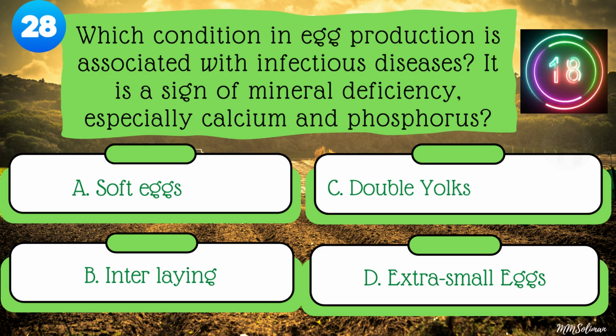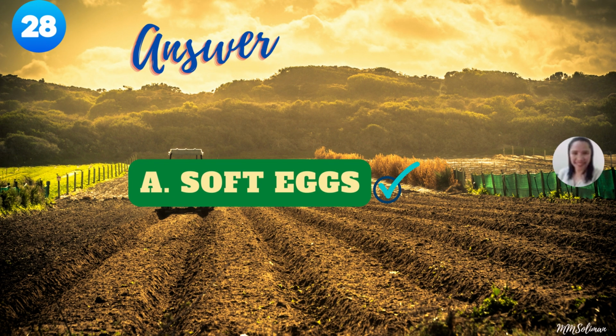Which condition in egg production is associated with infectious diseases? It is a sign of mineral deficiency, especially calcium and phosphorus. A. Soft eggs. B. Interlaying. C. Double yolks. D. Extra small eggs. The answer is letter A. Soft eggs. Even if you have the best chicken for laying eggs, soft shells can be a sign of a sick chicken. Symptoms like soft shells or soft eggs can mean disease has infiltrated your flocks. It's good to perform a comb-to-the-toe checkup on your hens to make sure the flock is healthy.